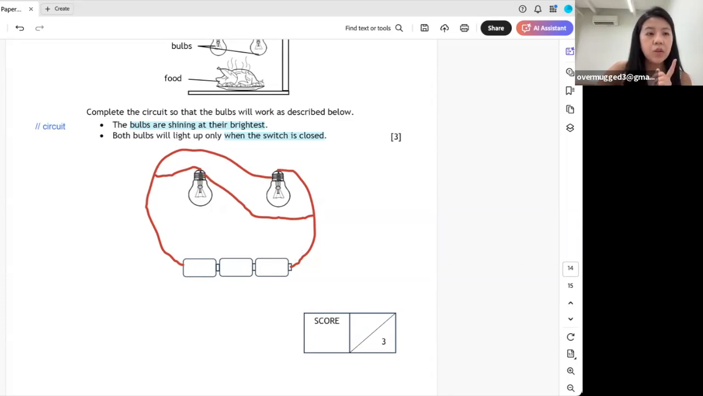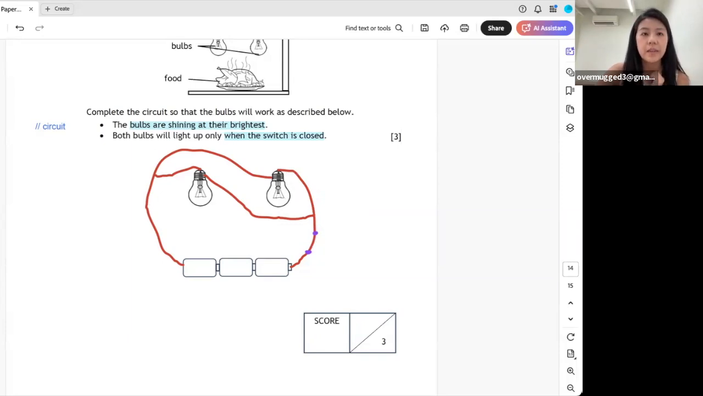All right. I need to remember to put in my switch. I'm going to use a different color. So the switch can be anywhere along here or along here, because in this position, the switch would be able to control both the bulbs. I've given the breakdown of the marks in the answer key. There are 3 marks we are looking for here. Number 1 is the correct connection to the bulb. Number 2 is the correct parallel connection. Number 3 is the switch.